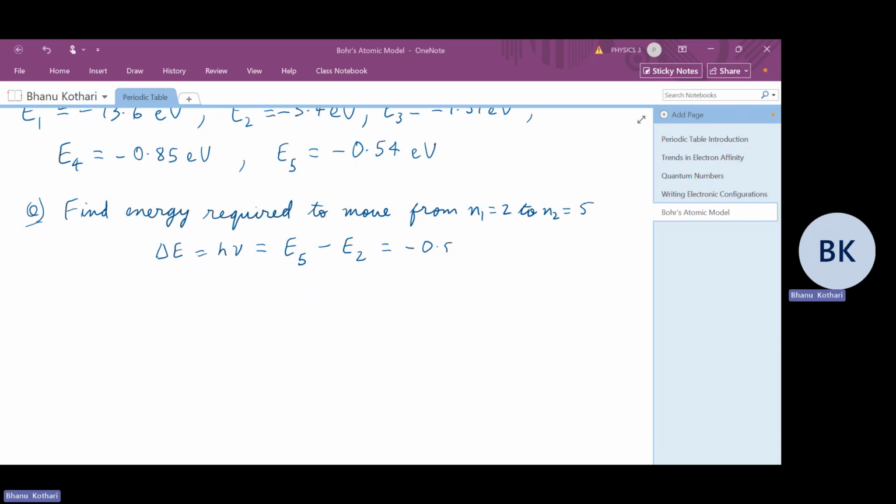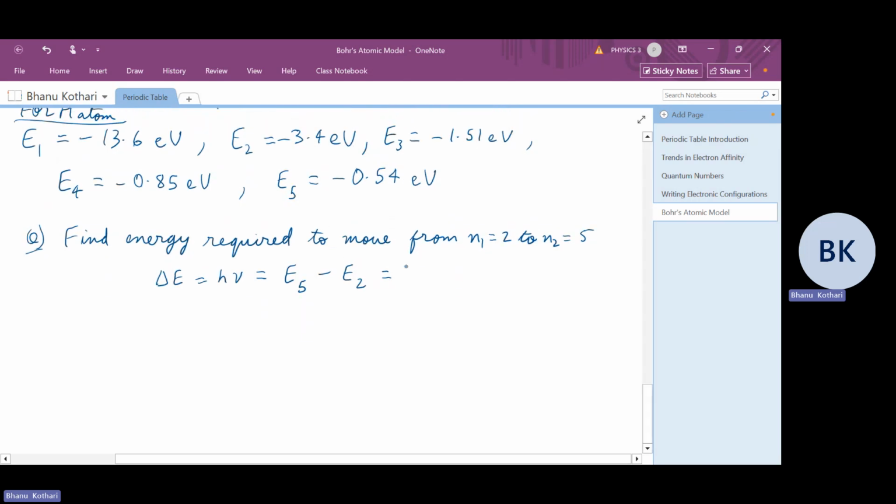Okay, so we were seeing how to calculate the energy difference between the fifth orbit and the second orbit. The fifth orbit energy is, say, minus 0.54, and the energy of the second orbit is minus 3.4. How much will this energy be? It will be 2.86 electron volts. So this much energy will be required if the electron wants to move from the second orbit to the fifth orbit.